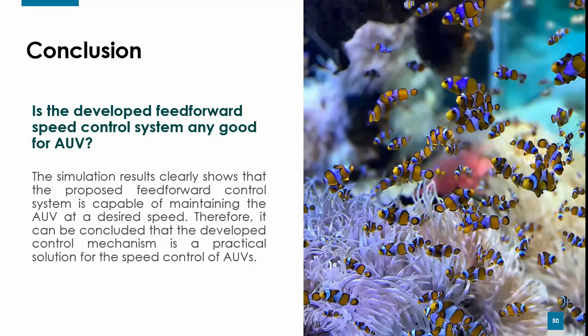So is the newly developed feed-forward speed control system a good choice for AUV? Well, the simulation results clearly show that this system is capable of maintaining the speed of the AUV at the desired value. Moreover, the advantages it has over the traditional speed control system make it an attractive solution. Therefore, it can be concluded that this system is indeed a practical choice for the speed control of an AUV.